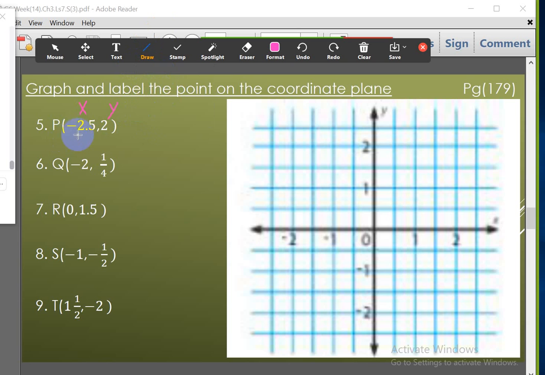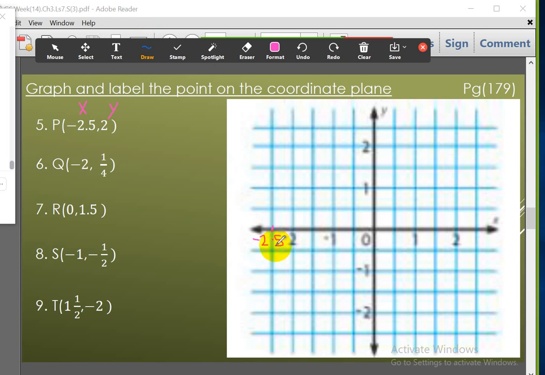The X is negative 2.5. Negative, that means I have to take the left side of 0 on the X axis. This side is the negative. Now, negative 2.5. What is negative 2? This is negative 2, girls. This is negative 2. But this is negative 2.5. That means I have to take another square. So this is the point here. This is negative 2.5.